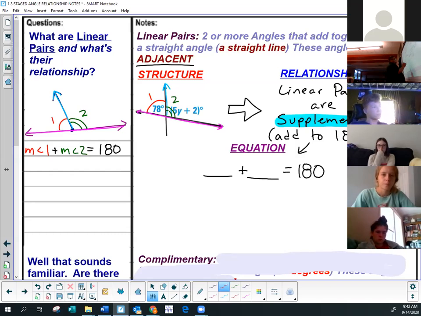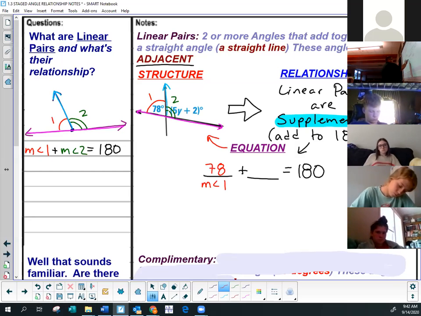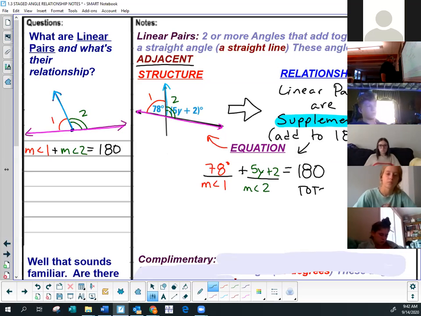From our example, 78 degrees, which is a measurement of angle 1. So that's going to be 78 degrees, plus 5y plus 2, which is going to be the measurement of angle 2. So we have 5y plus 2, and that's going to hit our total, 180 degrees. Okay, and remember, it's 180 degrees because they do form a straight line, and straight lines must be 180.